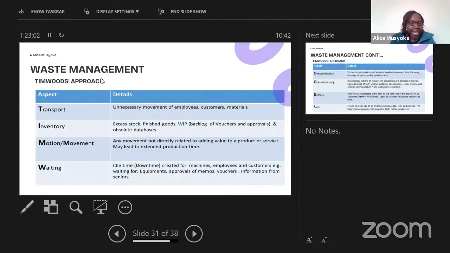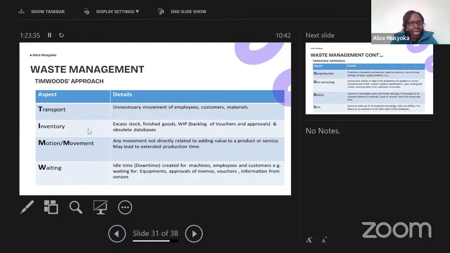Then we change gear and come to waste. As we discuss productivity management, it is very important for us to ensure that we control the costs. And we cannot control the costs if we are not minimizing waste, or if we are not managing the waste. And at the workplace, we have different types of waste.